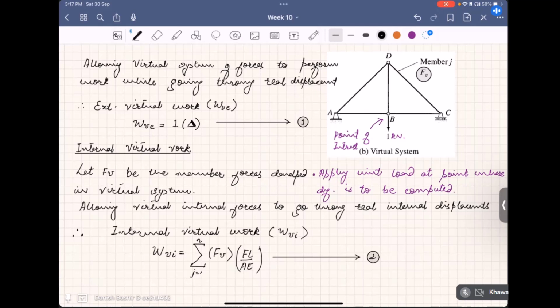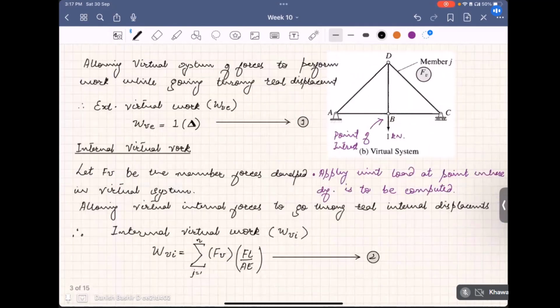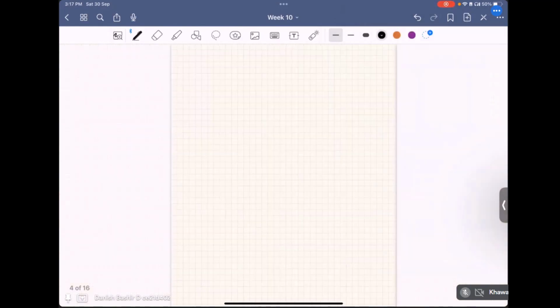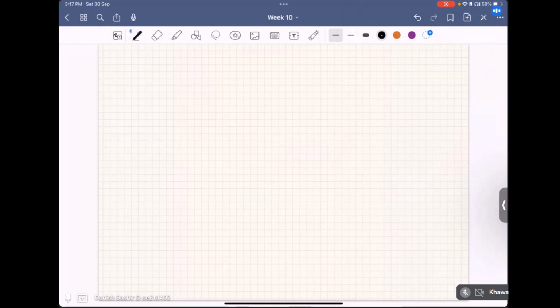So whatever the virtual work principle for deformable bodies states, I already noted down: WIV is equal to WEV. So equating equation 1 and equation 2 with each other, we can write according to the virtual work principle for deformable bodies.